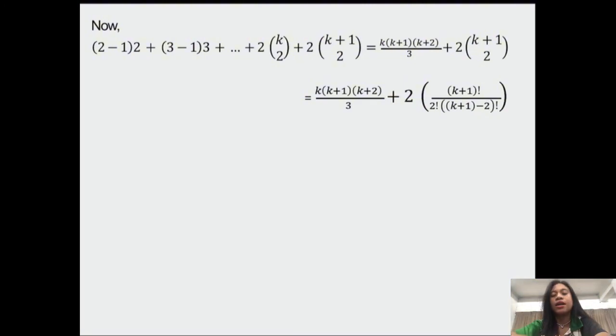What will be added on both sides: k times (k plus 1) times (k plus 2) all over 3 plus 2 times (k plus 1 taken 2).